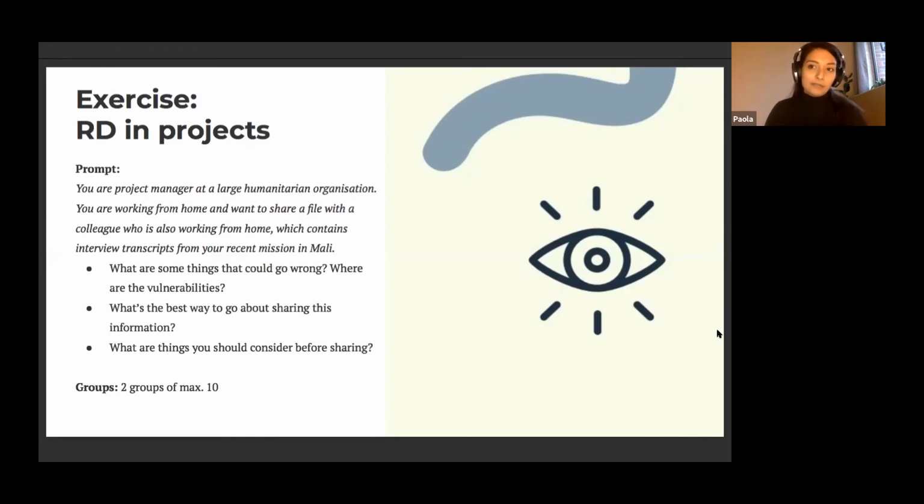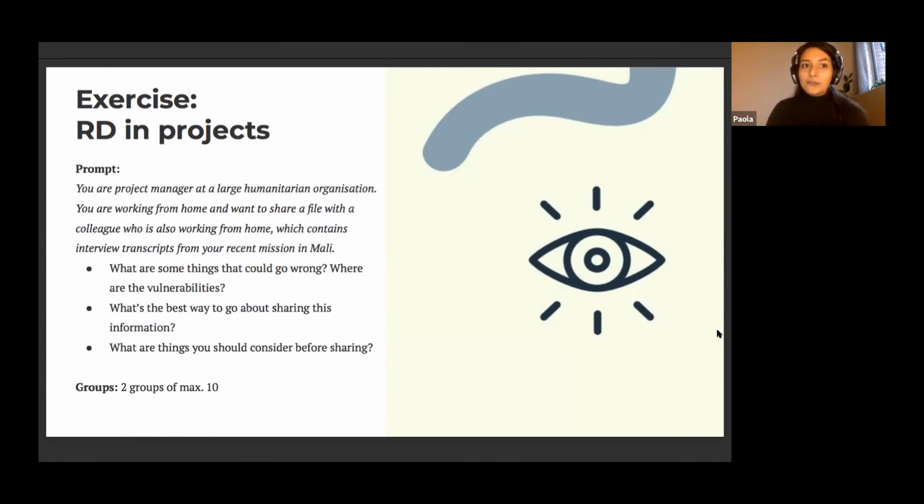As I mentioned before, we will be looking for 3 things. We want to learn about some things that could go wrong and vulnerabilities in the process of sharing the data. We want to learn about the best way to go about sharing the data. And we also want to hear some things that you should consider before sharing.